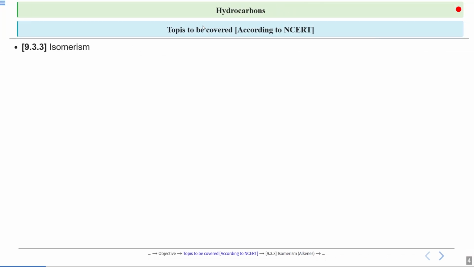If I talk about the specific names of the NCERT sections that we are going to cover, then obviously we will see the 9.3.3, which is isomerism. Then after, we will see the problem 9.9 to 9.11 from the NCERT book. After that, we will have a quick short summary of the topics that we have discussed today in today's class, right?